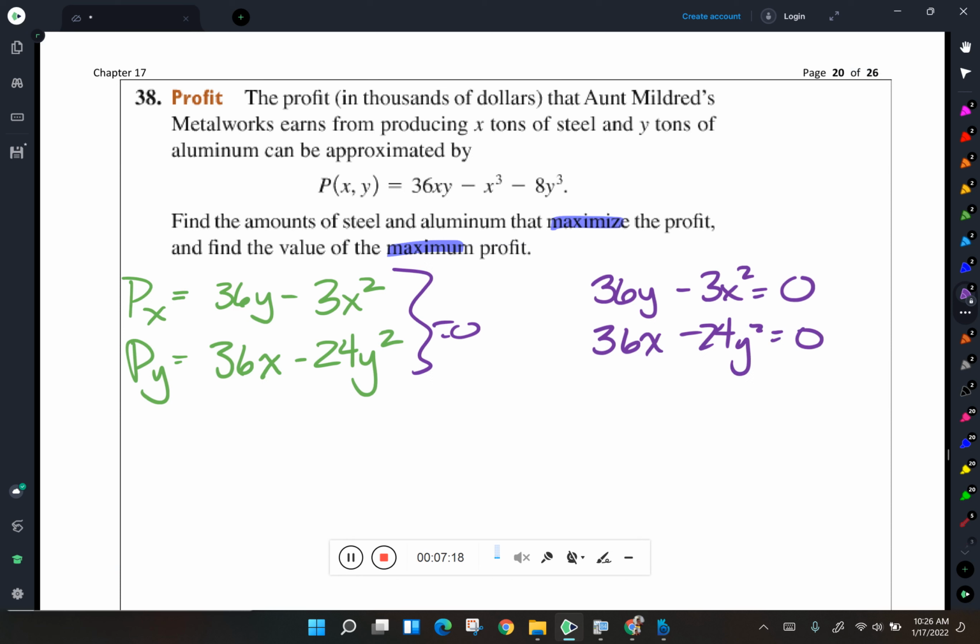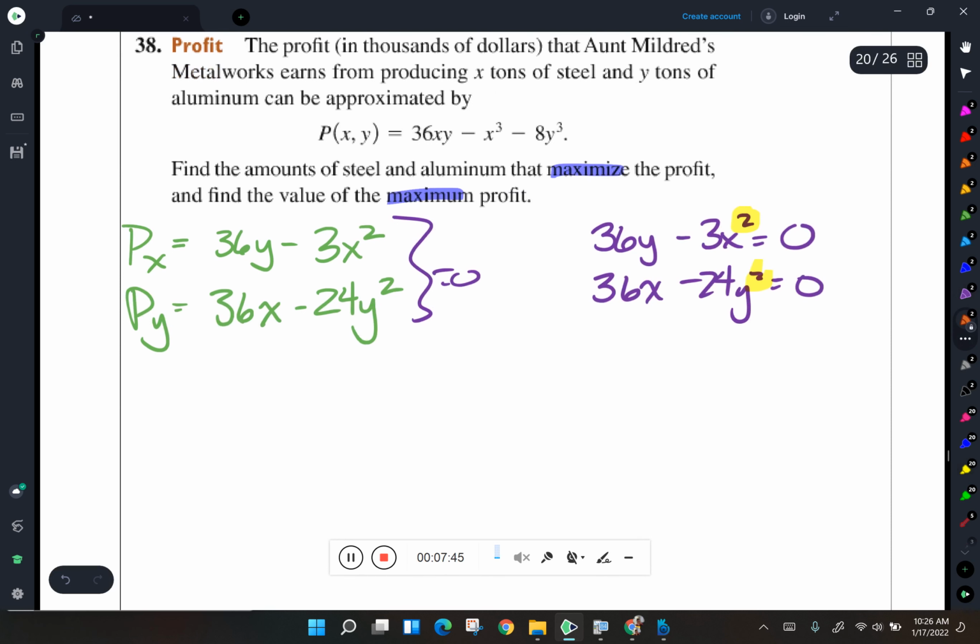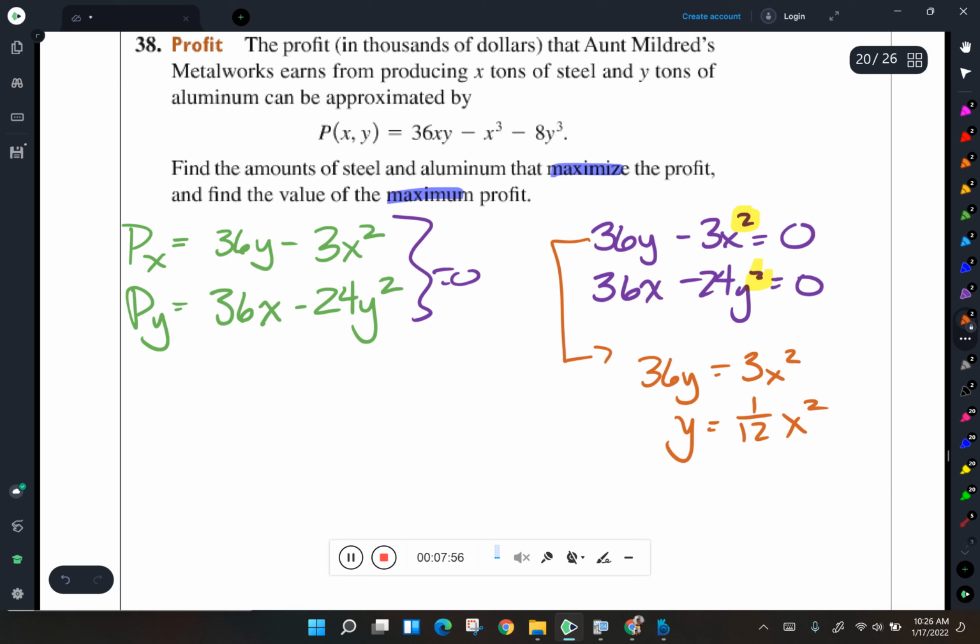Nonlinear system because of those squares, right? So what I think I'm going to have to do is substitution here. I'm either going to have to solve the first equation for y and plug it into the second one, or the second equation for x. I think I'm going to solve the first equation for y because it looks a little better. Still not much better. All right, so the first equation for y, I've got 36y equals 3x squared. So y equals 1/12 x squared.